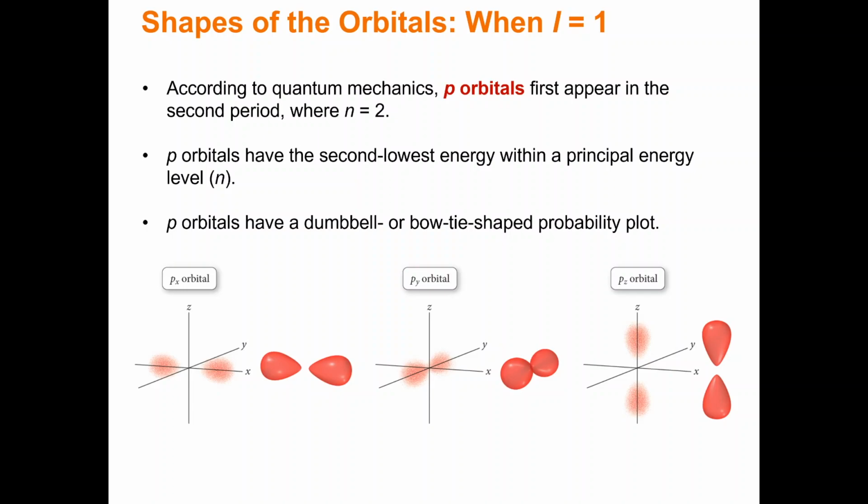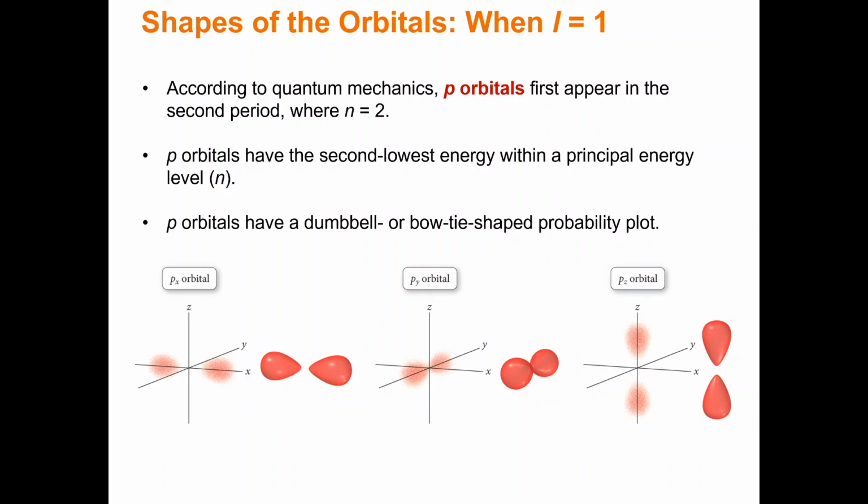Okay, this is our second lowest energy level. We call these the p orbitals, and we say they have a dumbbell shape or a bow tie shape. We have 3 p orbitals, remember, since we have minus 1, 0, and positive 1. So we have 3 p orbitals, and they're the px, py, and pz. They lie along the axes of a basic 3D plot, and they have a shape like this.